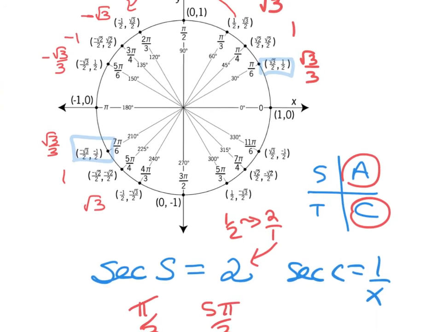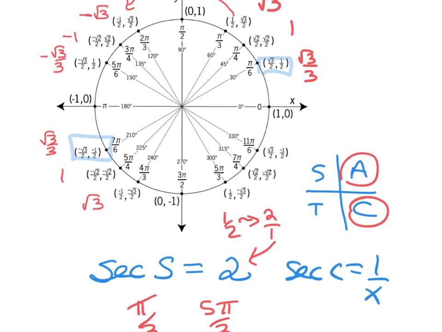Then if I come over here, I can put these same three numbers on this one. So here, the root 3 over 2, this one will be negative root 3 over 3, negative 1, negative square root 3.